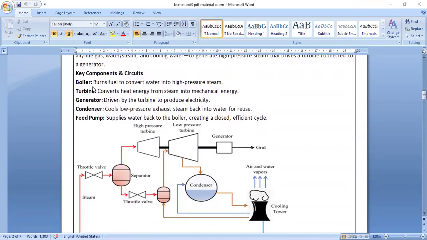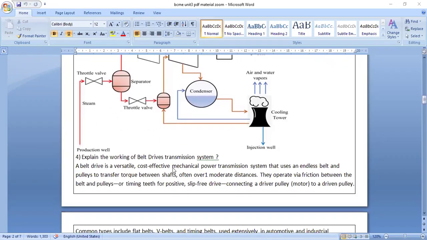Here I am going to explain the steps. This is the boiler, turbine, generator, condenser, and feed pump. Steam comes here and goes into the separator. From the separator, first it enters the high pressure turbine, then the low pressure turbine and generator. The power is generated. Then for cooling purpose, the low pressure turbine sends it to the condenser, where it is cooled again. It goes to the cooling tower, and from there comes to the throttle valve, and again enters the low pressure side. So you are using the steam two times for the generation of electricity.